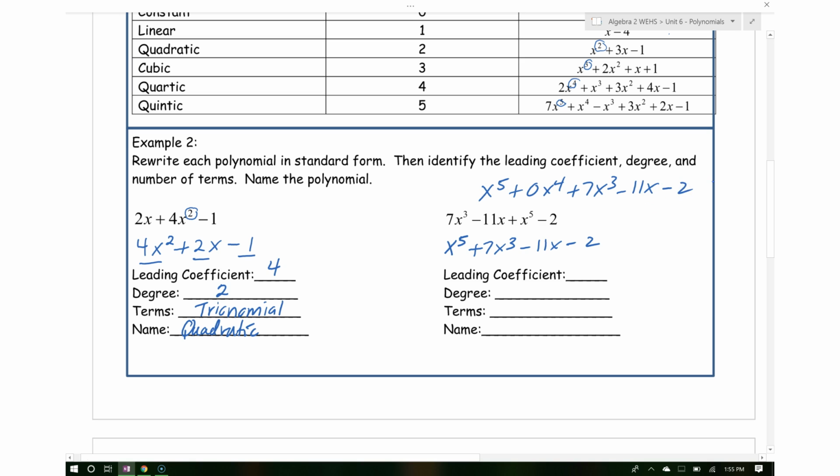The leading coefficient, which is this right here, is a 1. The degree, which is the highest exponent here, is 5. The number of terms, we have 1, 2, 3, 4. We have 4. So this will be quartic.